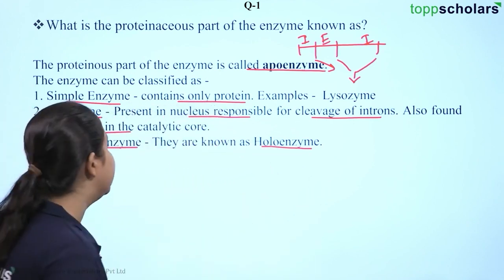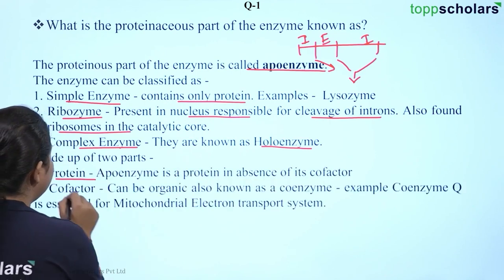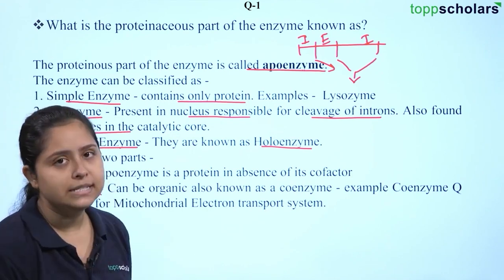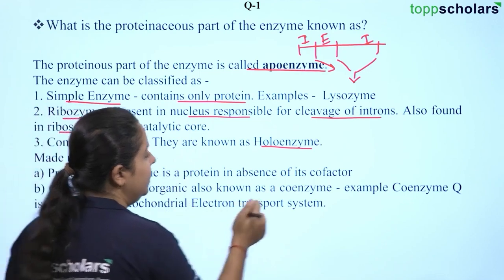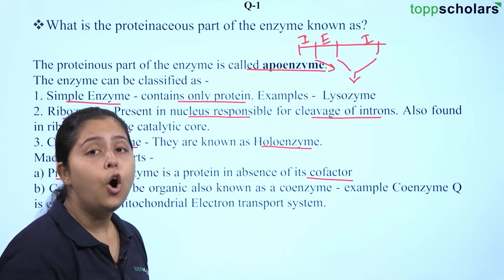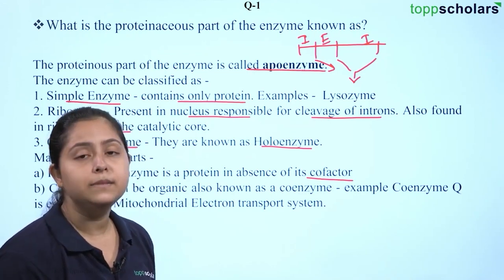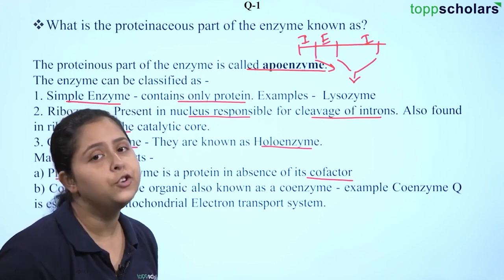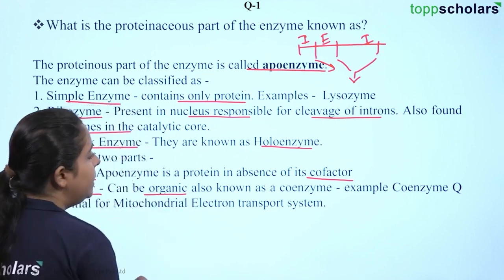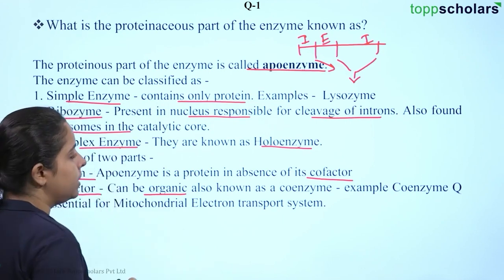So these holoenzymes consist of different parts. First one is the protein part and the second one is the cofactor part. So the protein part is known as apoenzyme. That means it is lacking its cofactor. Now this cofactor can be inorganic or organic. Inorganic meaning it will not have carbon atoms and organic meaning it will have hydrocarbons. So over here when it is organic then we term it as coenzyme and when it is inorganic we call it a cofactor.